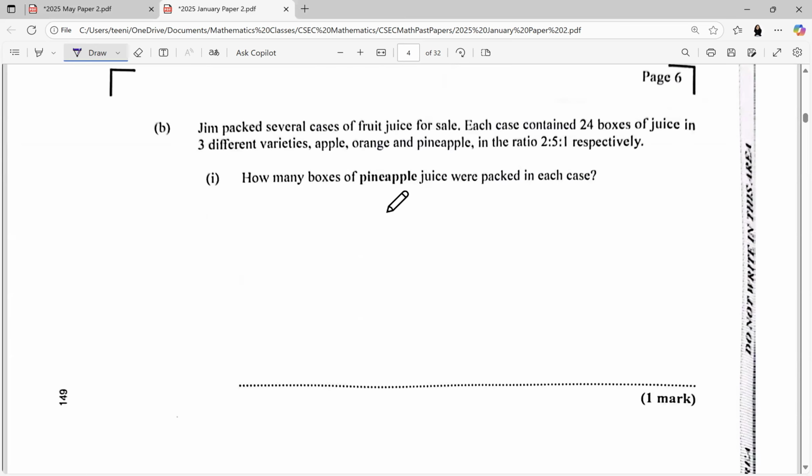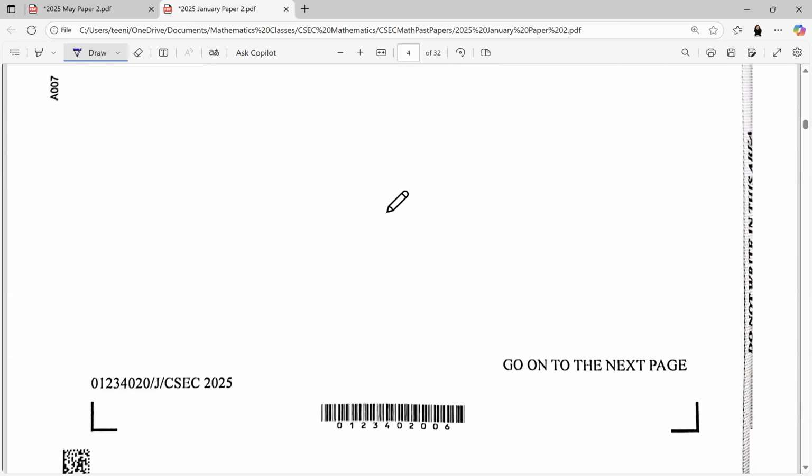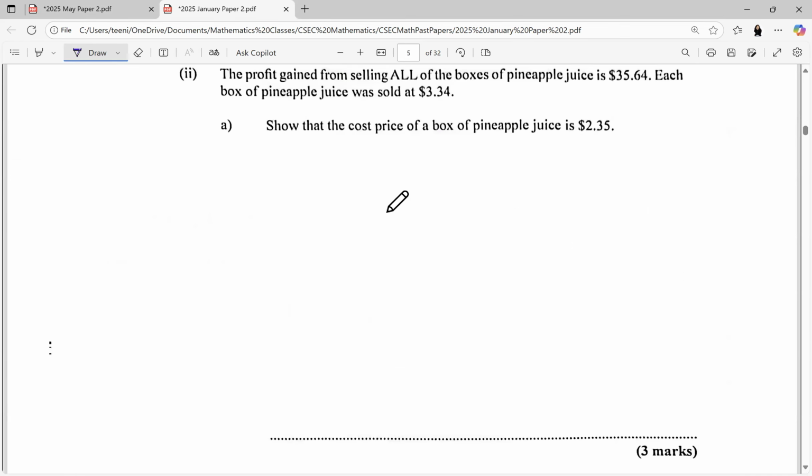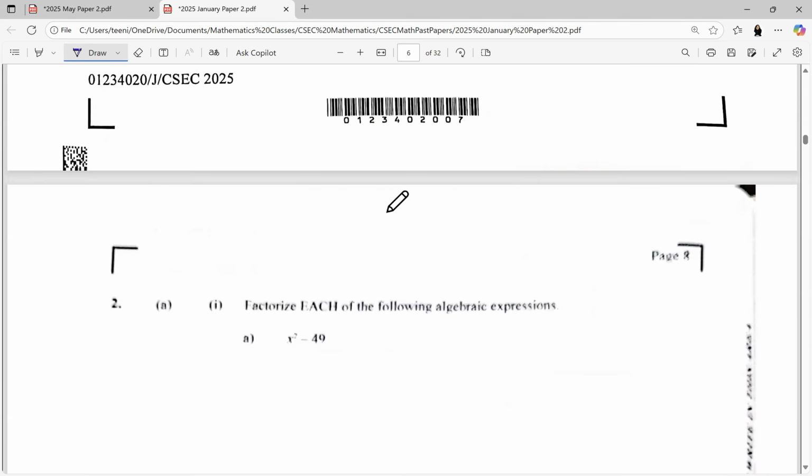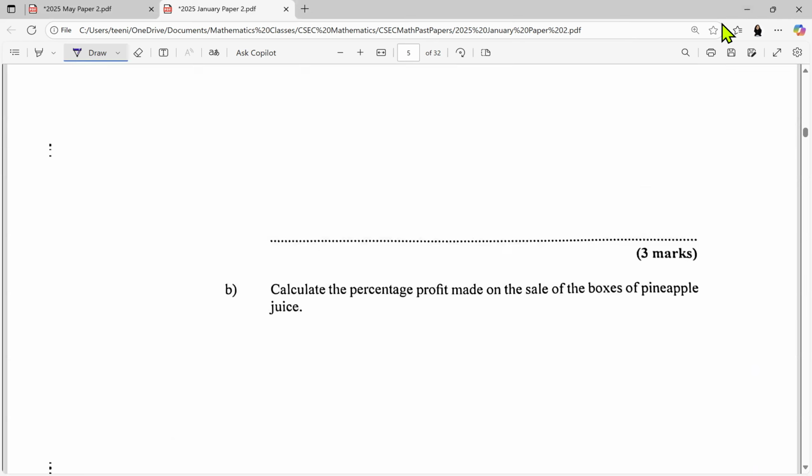All right, this question actually had an error. So this question was canceled from the entire paper this year because there was an error on it.